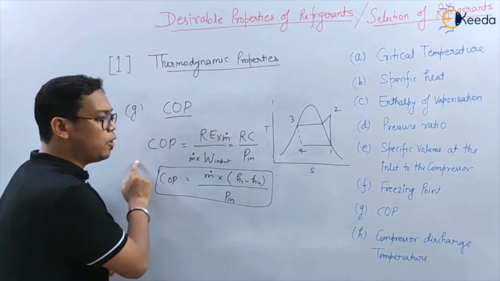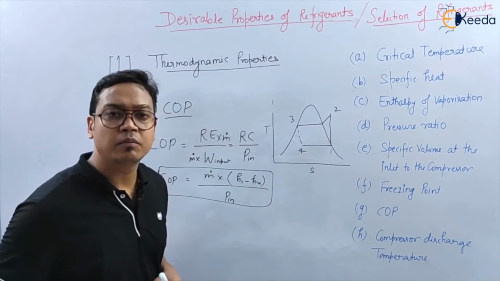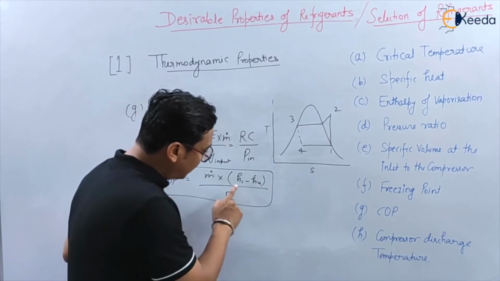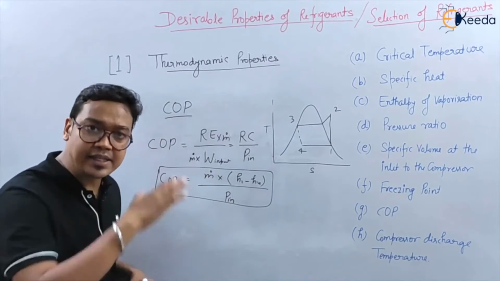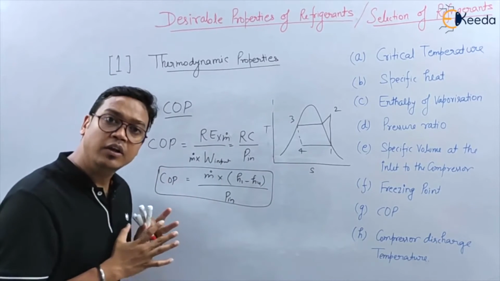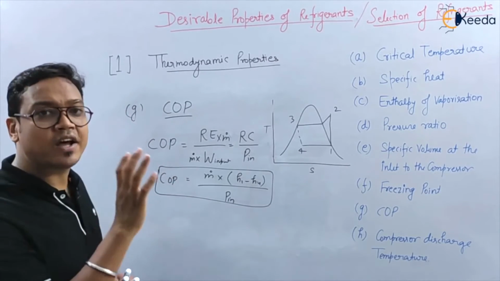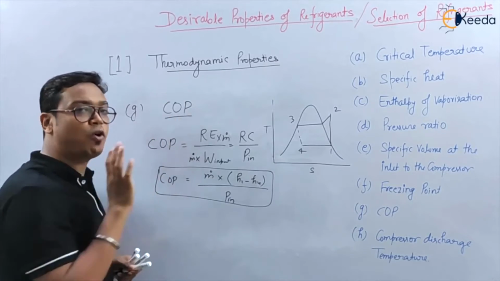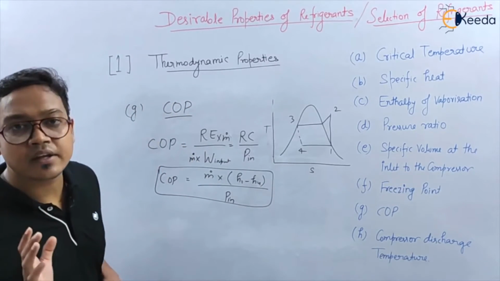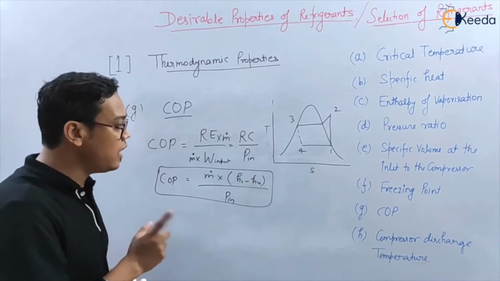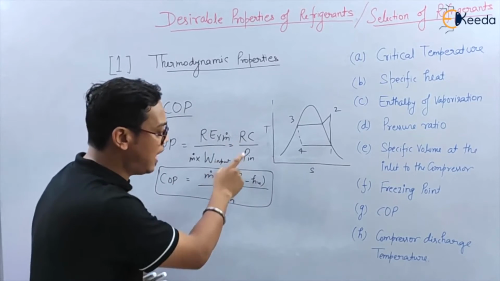For maximum COP, enthalpy of vaporization should be more. If enthalpy of vaporization is more, for the same RC, mass flow rate will be less and the size of the system will be low. So what is the desirable property of a refrigerant in case of coefficient of performance? COP should be very, very high, and it will be high if enthalpy of vaporization is high, for the same RC.